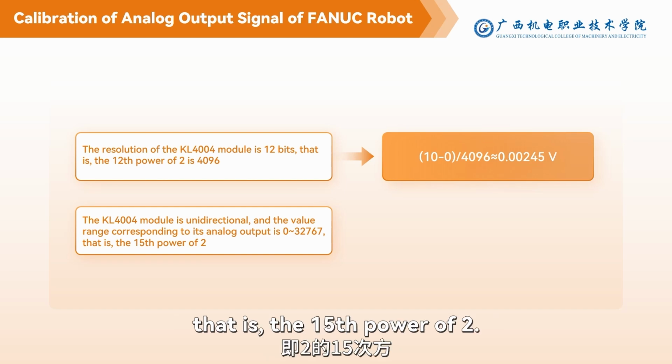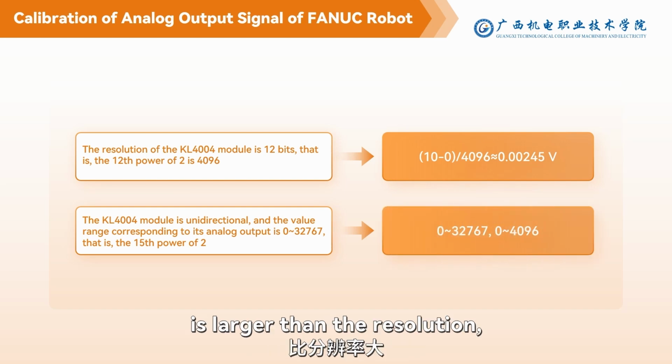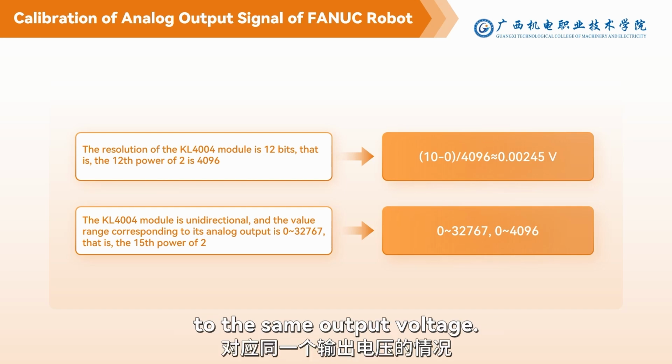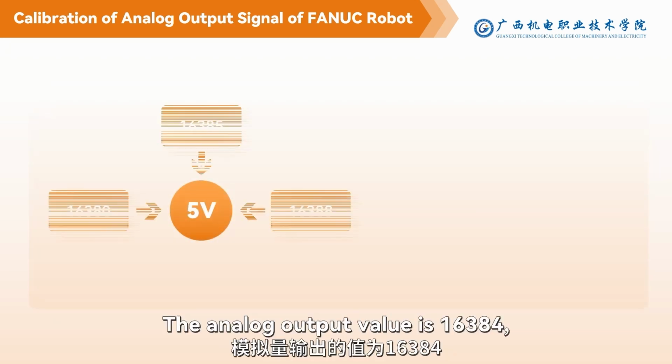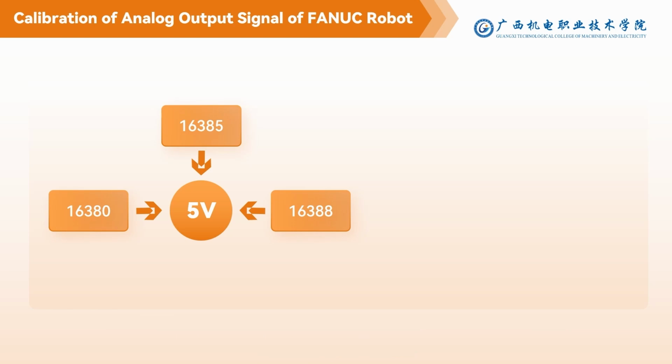32,767. That is the 15th power of 2. Since the analog value range is larger than the resolution, multiple values may correspond to the same output voltage. For example, the analog output value is 16,384, and the corresponding output voltage is 5 volts.